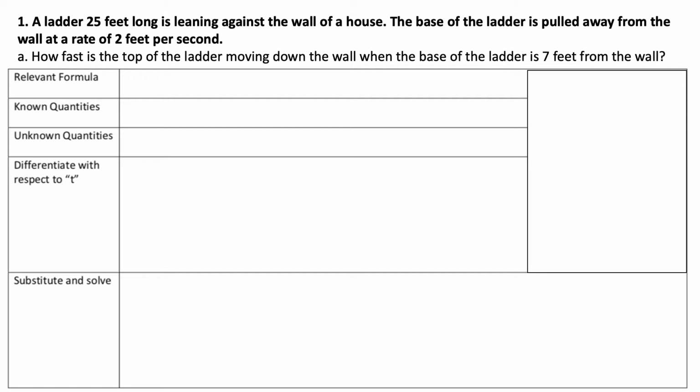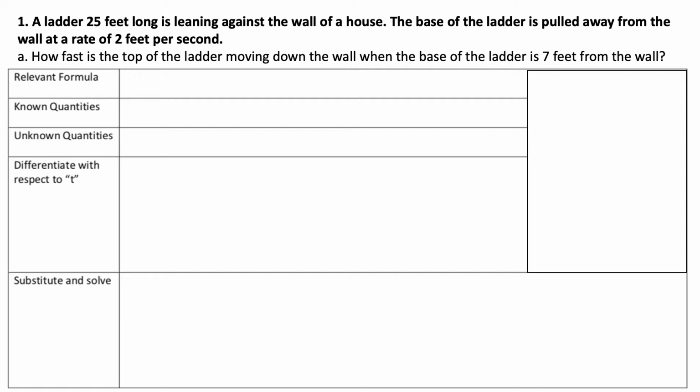This says a ladder 25 feet long is leaning against the wall of a house. The base of the ladder is pulled away from the wall at a rate of 2 feet per second. So you have these boxes. They're similar to what you saw yesterday on your packet. I just added this box in the top right corner here so that I could draw a picture to help us visualize what's going on.